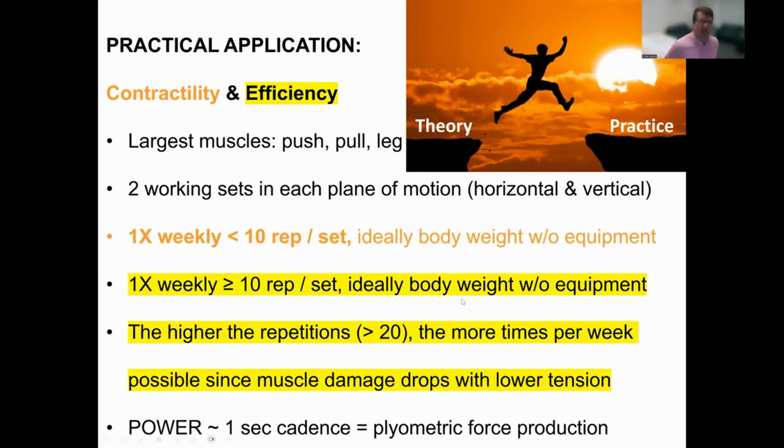Okay, so here's our practical application for increasing contractility, that's engine size, and efficiency, which is the muscular endurance. Focus on your largest muscle groups, that's push, pull, leg, 2 working sets in each plane of motion, horizontal and vertical, once weekly, less than 10 repetitions per set, ideally just using body weight without equipment or just something simple like bands. It can take a whole week to recover from the low repetition, high resistance exercise. And then at least once weekly, over 10 repetitions per set, body weight without equipment or just bands.